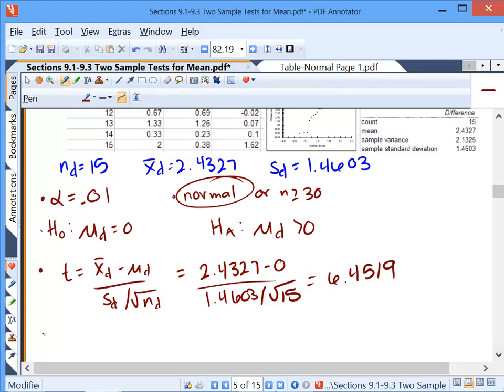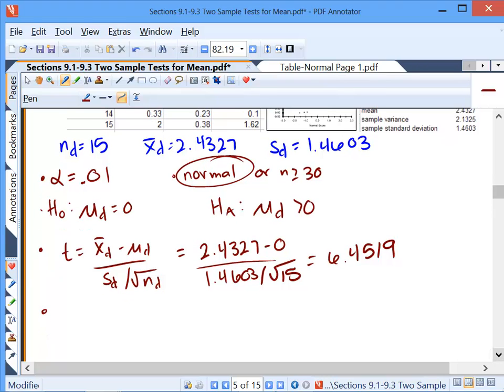What else do I need for my t-test? I need degrees of freedom. So 15 minus 1 gives me 14.